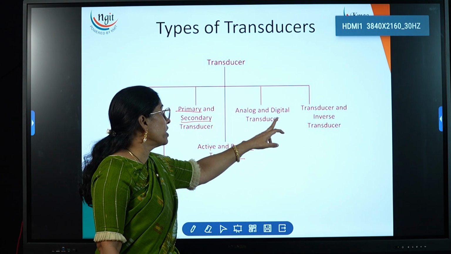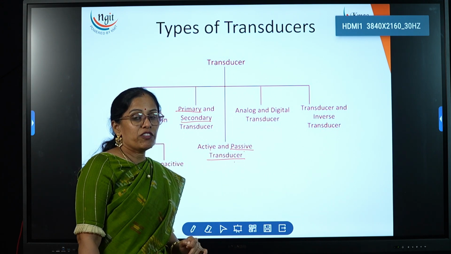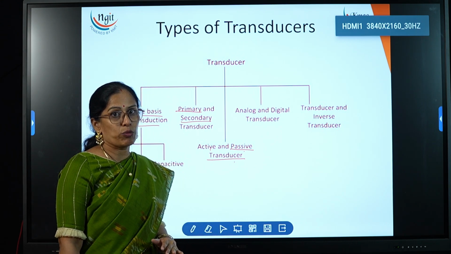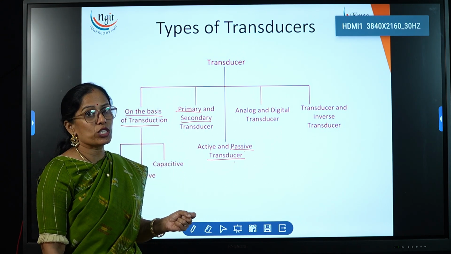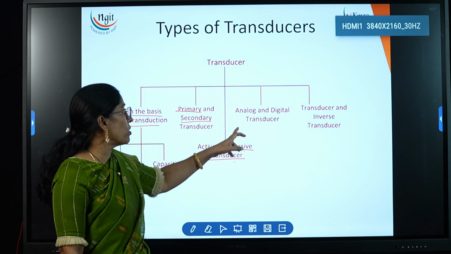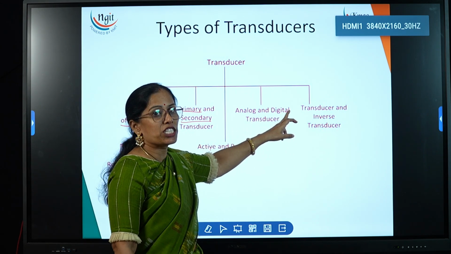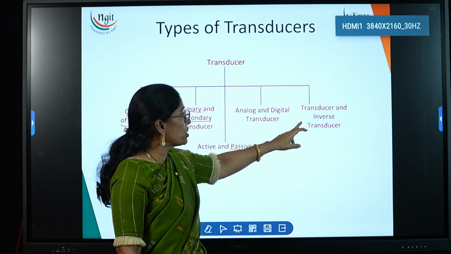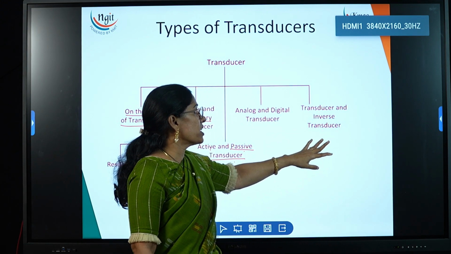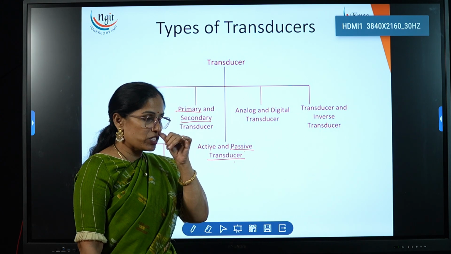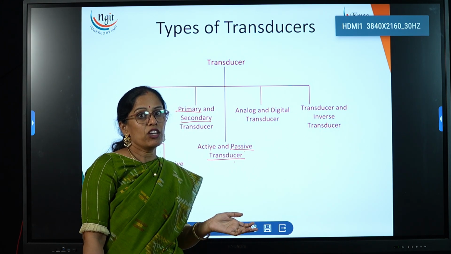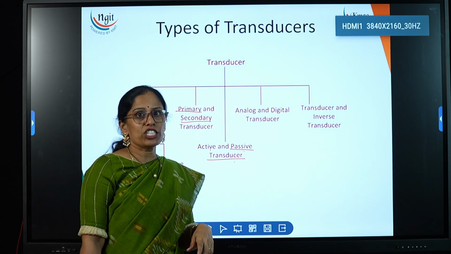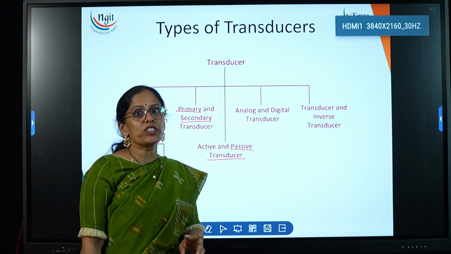Now coming to the analog and digital transducer. If the transducer converts the input into a continuous output signal, then that is called analog. If the output is a digital form or pulse form, then that is called a digital transducer. And the next one is transducer and inverse transducer. A transducer is one which converts any physical quantity into an electrical quantity. An inverse transducer converts an electrical quantity to a physical quantity.